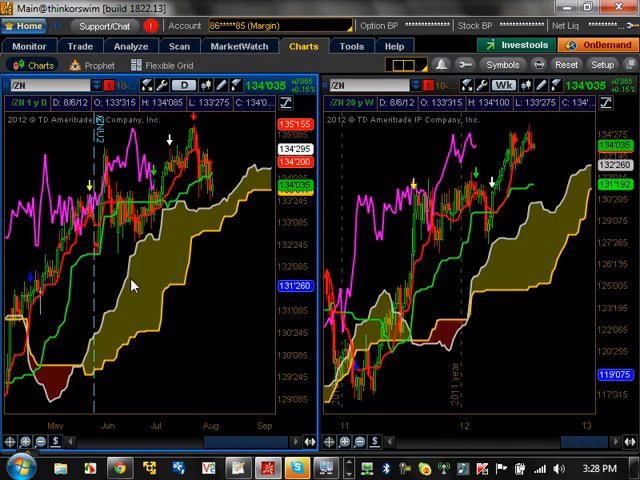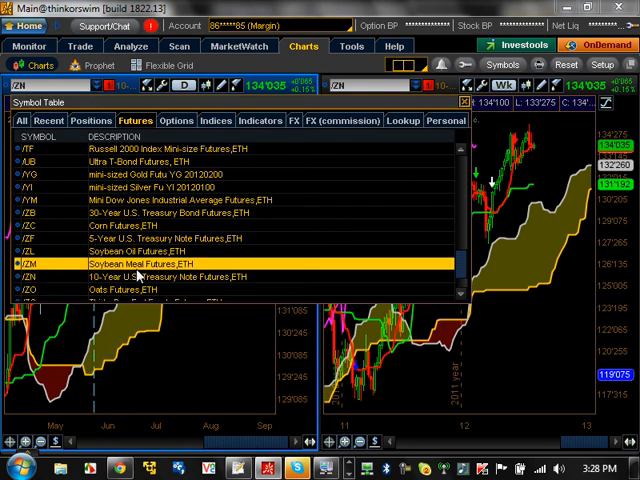10-year Treasury notes, really nothing going on here. Stuck between resistance at 134.200 and support at 131.192.